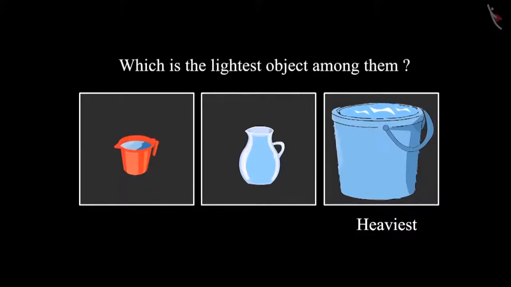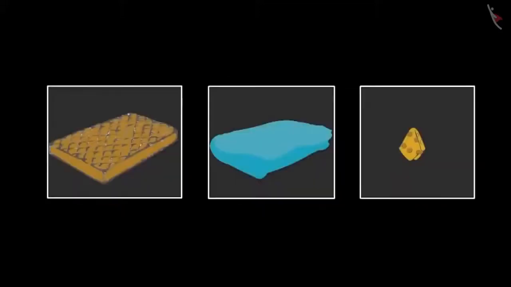And which is the lightest object among them? Your answer is right, children. The mug is the lightest among them. Some objects are kept here. A handkerchief, a bed sheet, and a mattress.